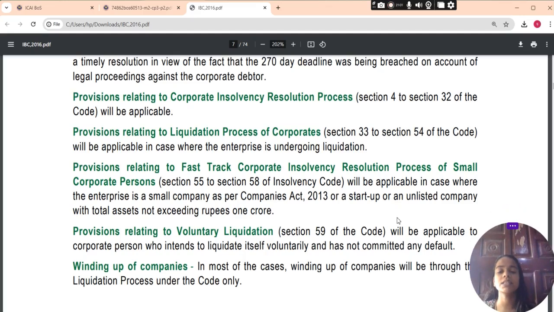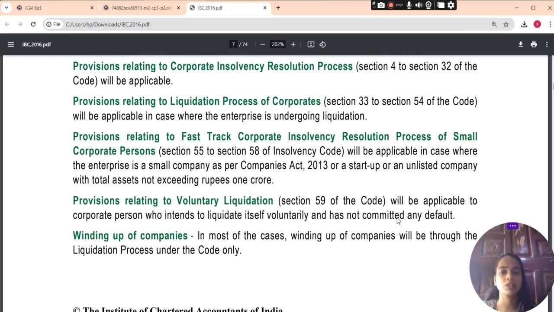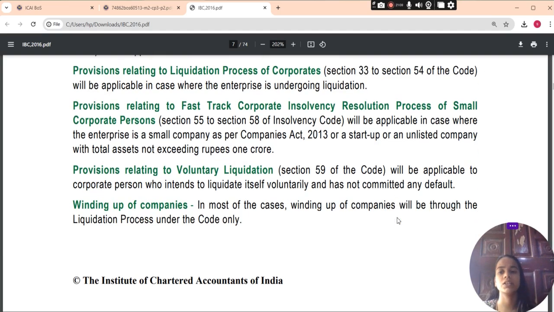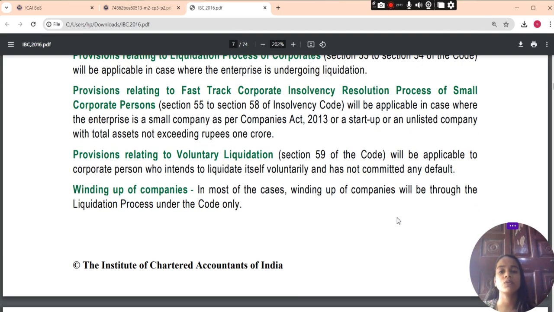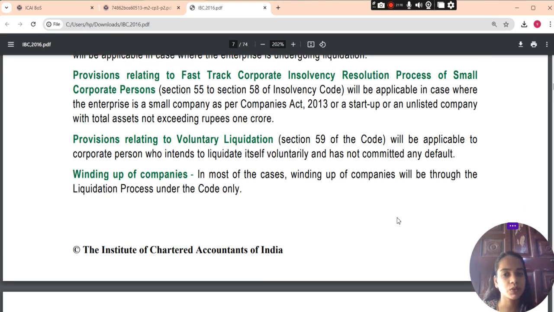What will be the provision relating to the liquidation process of corporates? Sections 33 to 54 of the code will be applicable where the enterprise is undergoing liquidation. What will be the provision relating to the fast track corporate insolvency resolution process of small corporate persons? Sections 55 to 58 of the Insolvency Code will be applicable where the enterprise is a small company as per the Companies Act 2013, or a startup, or an unlisted company with total assets not exceeding rupees 1 crore.